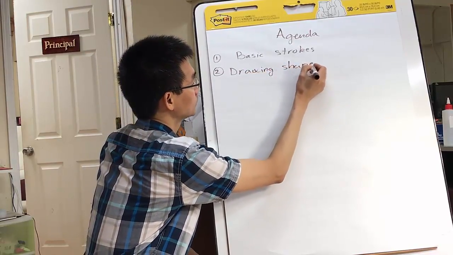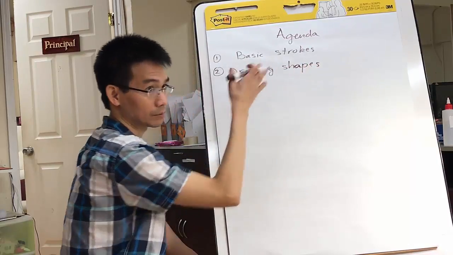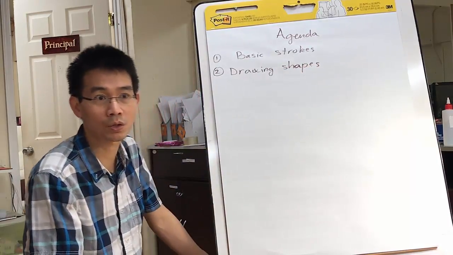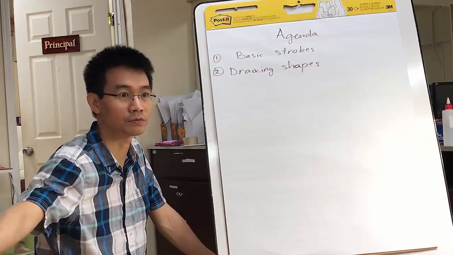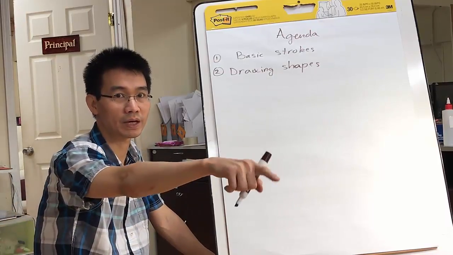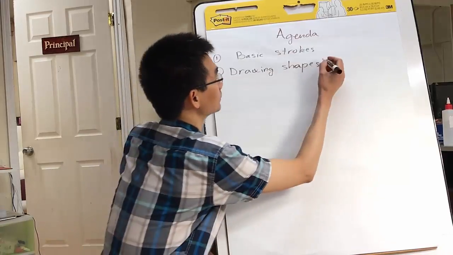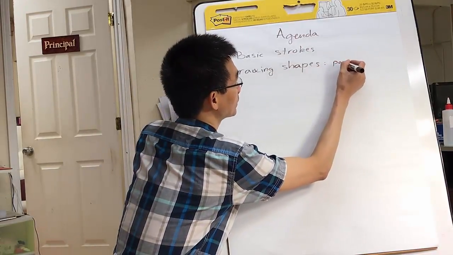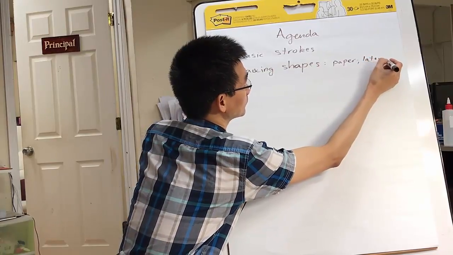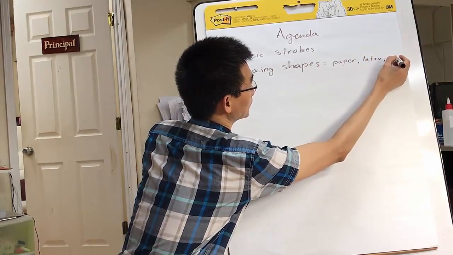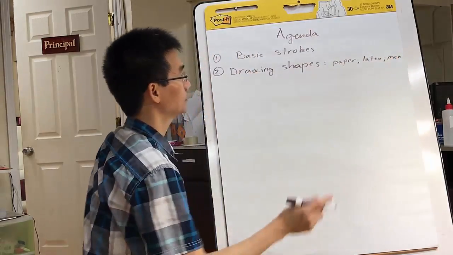Number two we will cover is drawing shape, right? We need to talk about that. Not only drawing on paper, but we will also talk about the flat latex skin and also the mannequin. So we will cover paper, latex, and the mannequin.